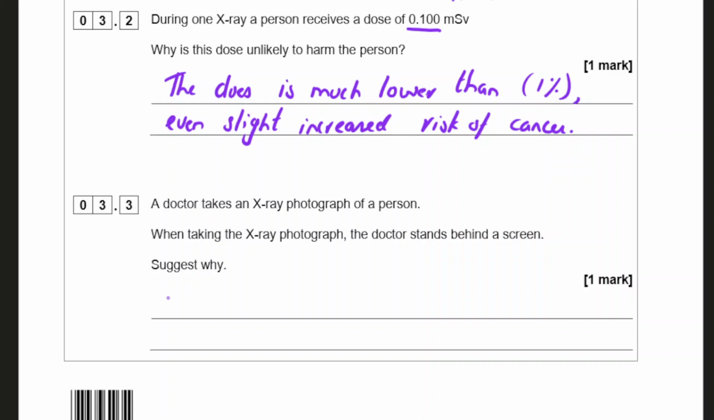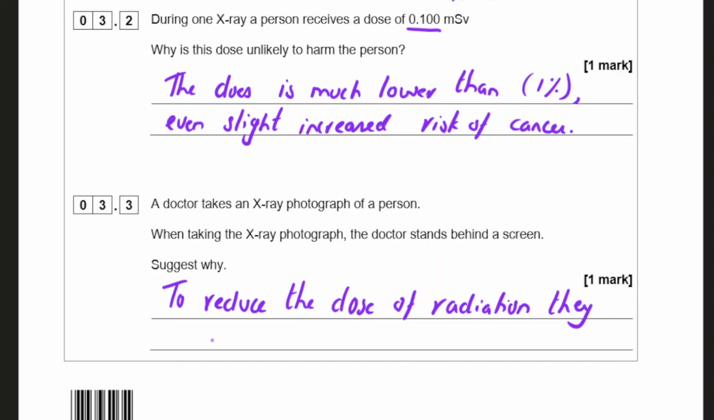So why would they stand behind a screen? To reduce the dose of radiation they are exposed to.